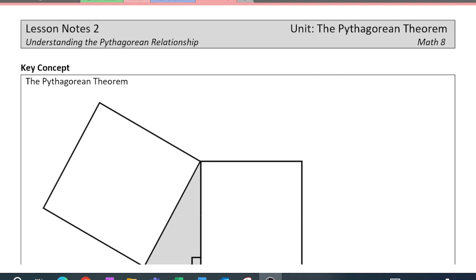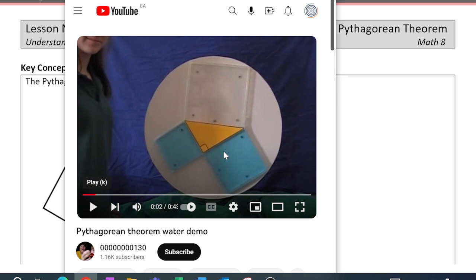Okay, this is lesson 2 in the Pythagorean Theorem unit for Math 8. We're looking at the Pythagorean Theorem today, or the Pythagorean relationship. I'm going to start today with a quick demo from YouTube showing this relationship because I think it creates a good visual. You can see a lot of demos like this if you just Google Pythagorean Theorem water demo. It's a common one to come up.